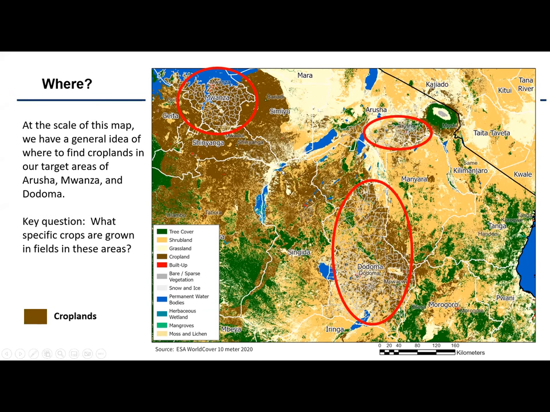And so at the scale of this map, we can see generally that we have an idea of where there are croplands in our target areas of Arusha, Mwanza, and Dodoma. But the effort of this pilot project is to then go into greater detail and figure out what specific crops are grown in the fields in these areas.